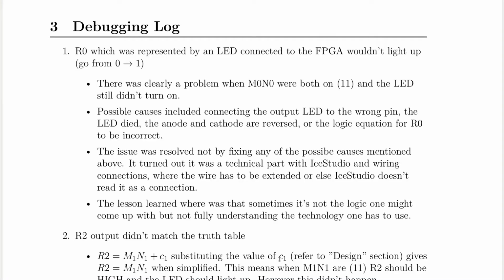What this does really well is exemplify this multi-step rational process. So R0, which was represented by an LED connected to the FPGA, isn't lighting up at all. There's clearly a problem when M0 and N0 are both on, and the LED still didn't turn on. Like, that's how I knew there was a problem. Possible cases could be, go into a bunch of different possible cases, and then explaining what the resolution was. It turned out it wasn't any of those, but that it was something in iStudio that there was a wire missing. Or it appeared to be connected, but wasn't.